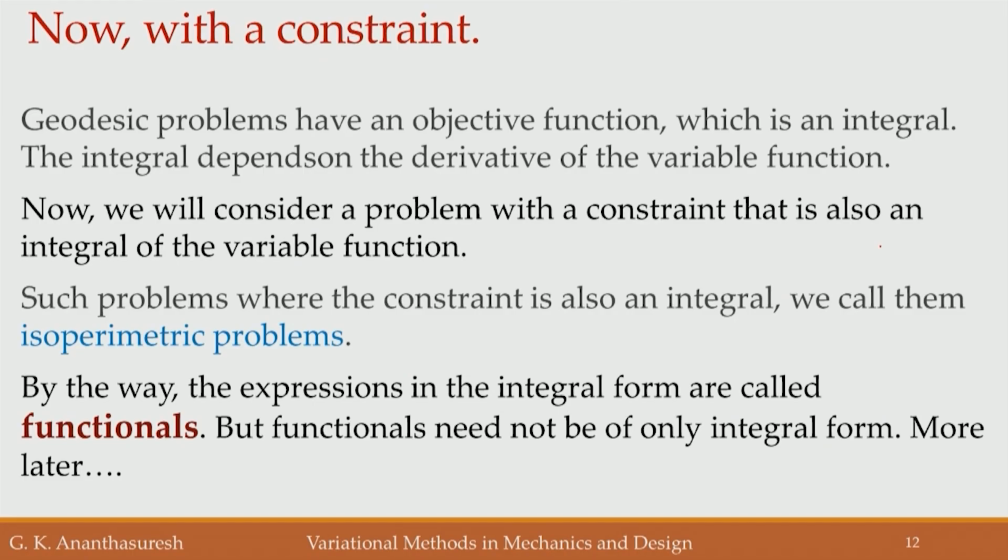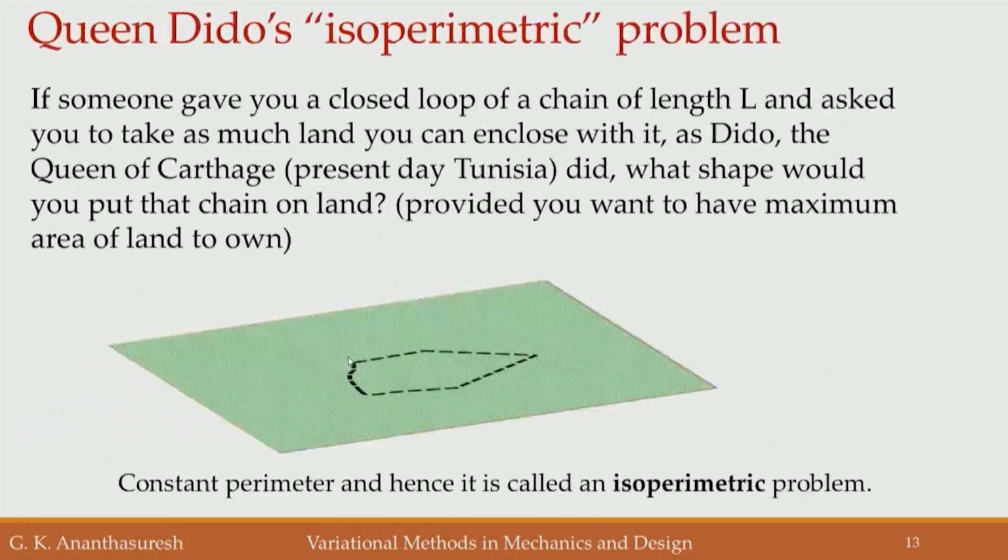Okay. So far we did not have a constraint, now we will try to have a constraint. Okay. We look at the problems which are known as isoperimetric problems, meaning that they have the same parameter. Okay. Now, the integral form that we had, we call it a functional. So, you know that if there is a functional as the objective function or in a constraint, we call it a functional. We will learn more about functionals later on.